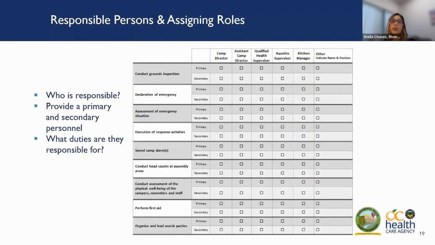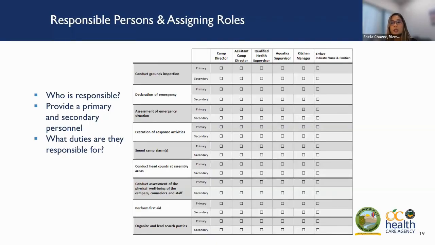One of the most important parts of any emergency or outbreak response plan is clearly defining who is responsible and for what. During an emergency, unclear roles can slow down response and increase risk for both campers and staff. And this slide shows an example of how camps can assign specific responsibilities ahead of time. Each camp should identify both a primary and a secondary person for key roles. The secondary serves as a backup in case the primary individual is not available.